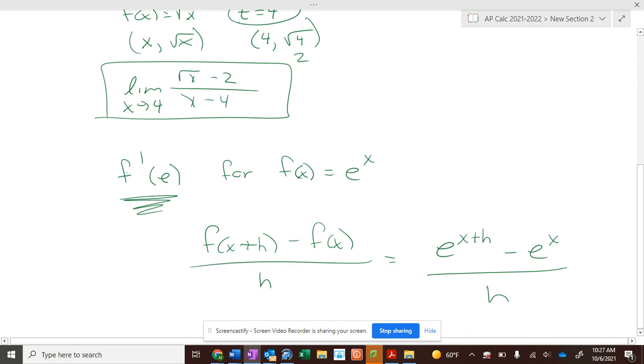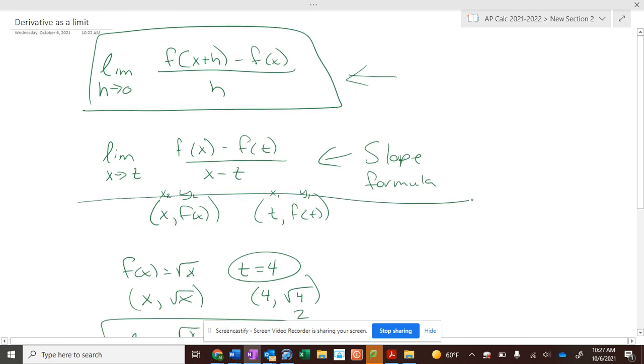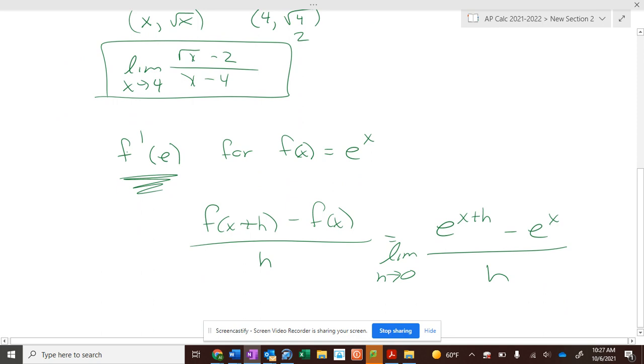Now, the limit as h approaches 0. So it depends on what you're given, which of these two formulas you use. Okay, so you kind of get the gist of what's going on here? No? Okay, let's do another one.